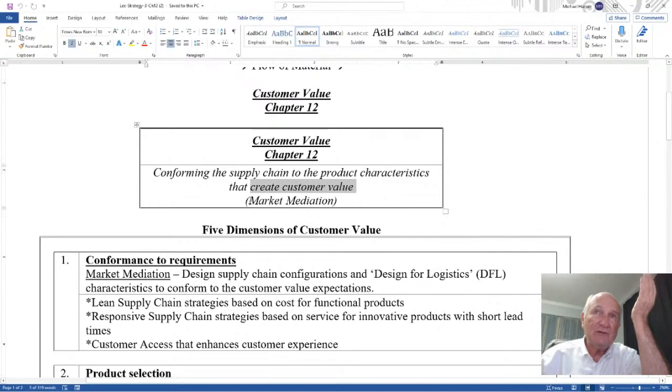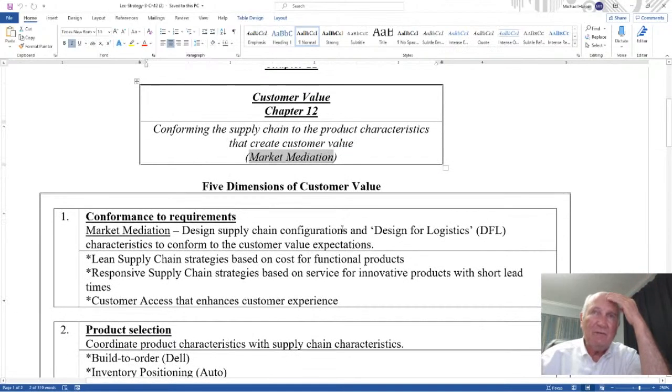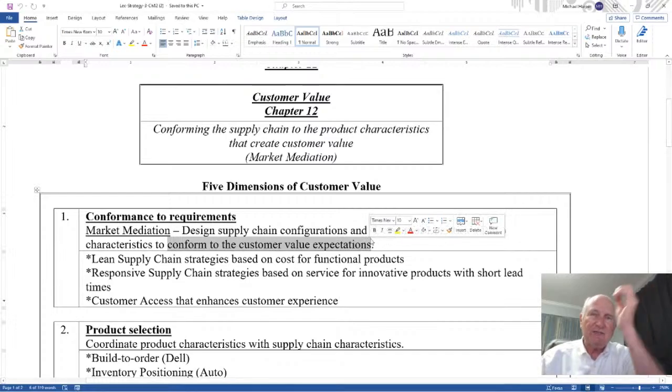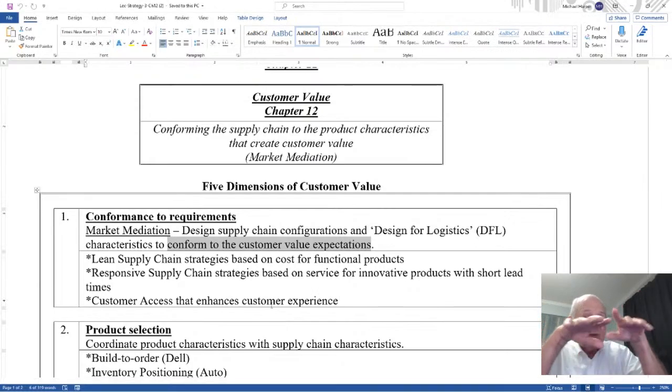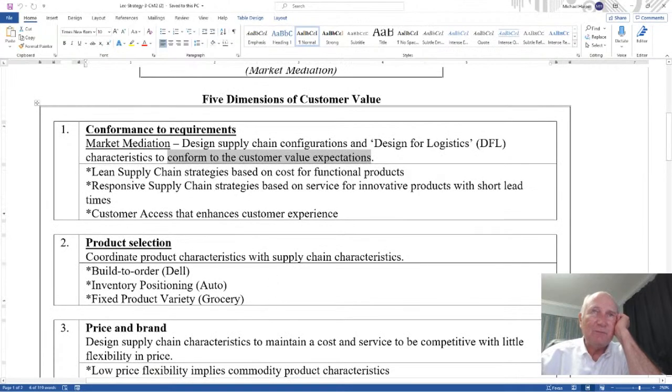And a key term here is called market mediation. Now market mediation simply is designing your supply chain configurations, designing your logistics, DFL, but you design these characteristics to conform to the customer value expectations. So now in the supply chain, you're focusing on customer expectations. Okay, so we looked at inventory. Last time we looked at standardization and design of the supply chain. Now we're looking at the customer. Okay, so that's market mediation.